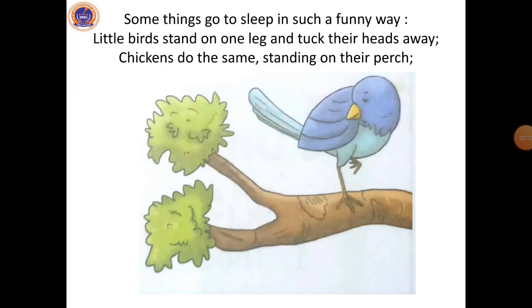Children, here the poet is telling us that some things. Now, here, things. What does he mean by the word things here? He means animals. Okay, so he is saying that some animals go to sleep in a funny way. Now, which are the animals that he is talking about? Let's see.